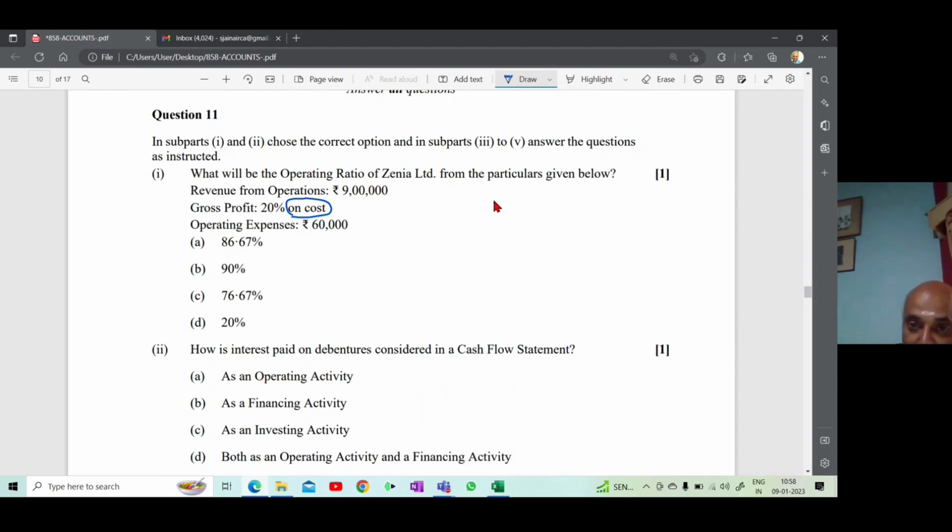They have given us gross profit is 20% on cost. So that means if my cost price is rupees 100, gross profit will be rupees 20, because it is 20% on the cost. So my selling price will be 120. But the actual sales is rupees 9 lakhs. So we can find out the actual cost price, in other words, the cost of goods sold.